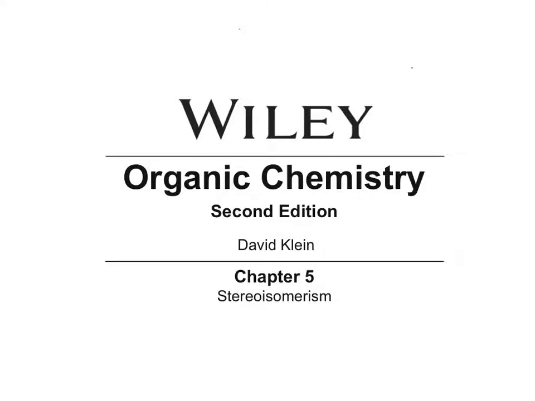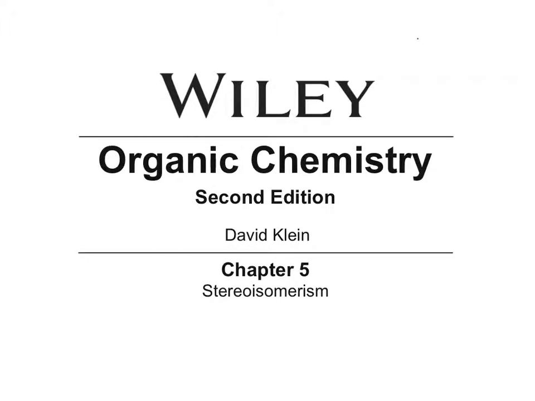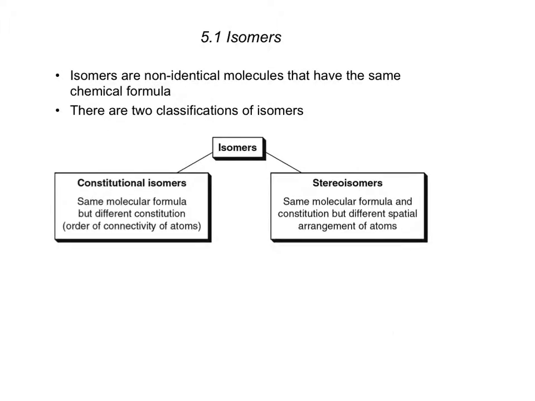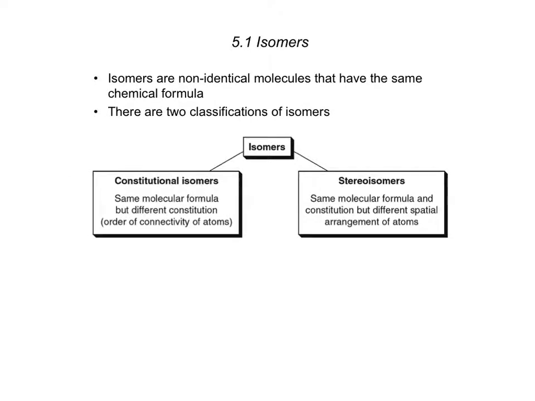We are now finished with chapter four, right? Chapter four dealt with lots of different topics with respect to alkanes, which is our first kind of organic compound that we focus on. We're now gonna switch gears and talk about a different subject. Specifically, we're gonna talk about something called stereoisomerism, okay? So I'm gonna introduce what stereoisomers are, and then we're gonna talk about all the different ways that we can find stereoisomers.